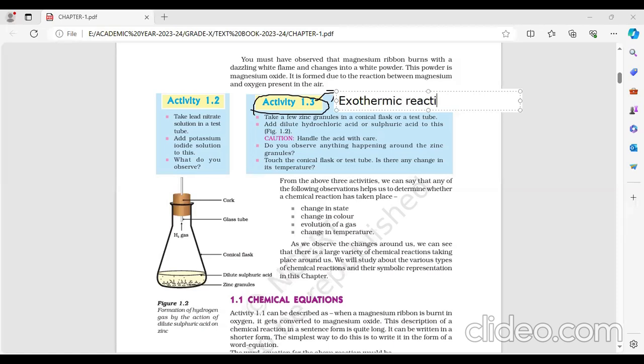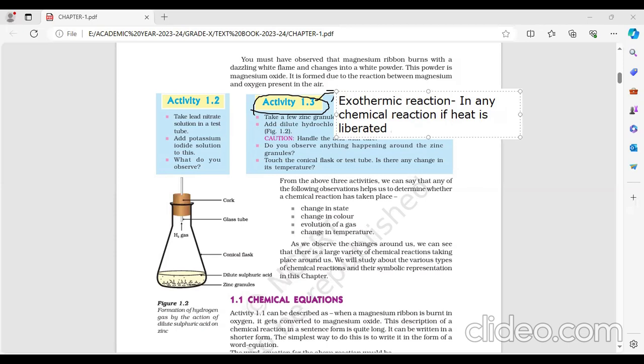Exothermic reaction. So what is an exothermic reaction again? In any chemical reaction, if heat is liberated, means if heat comes out of it, that is called exothermic, exit means out. So heat is liberated out, then that is the exothermic reaction. If heat is absorbed, that is an endothermic reaction, that also we are going to learn. That is the first point, activity 1.3.